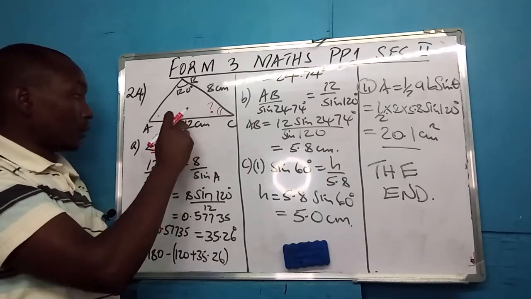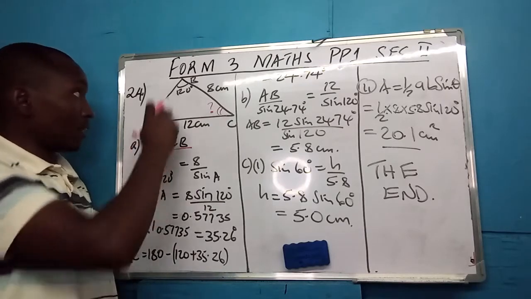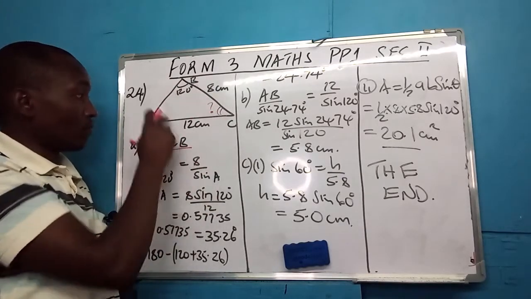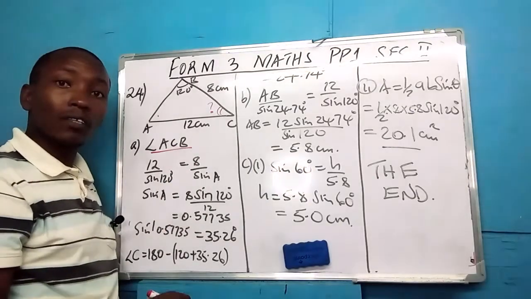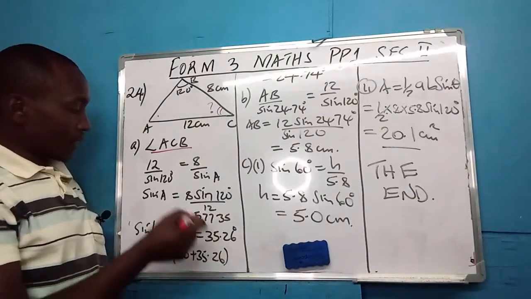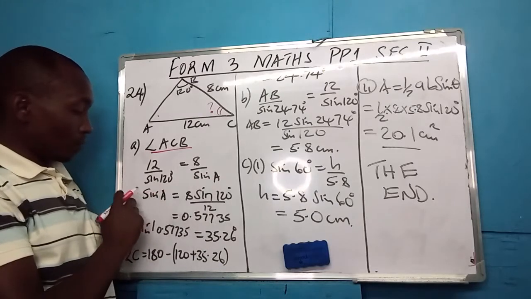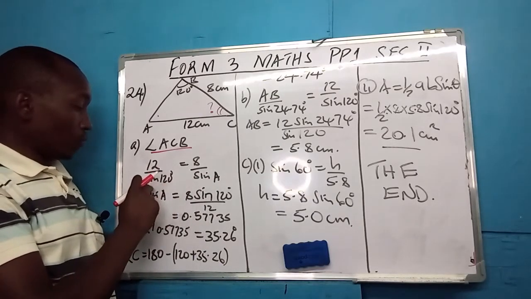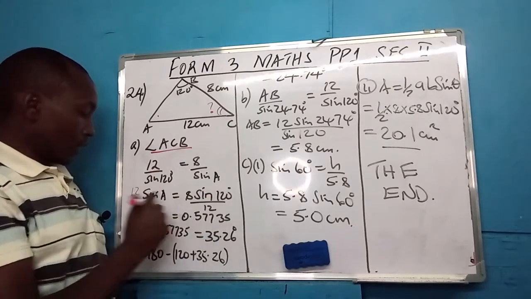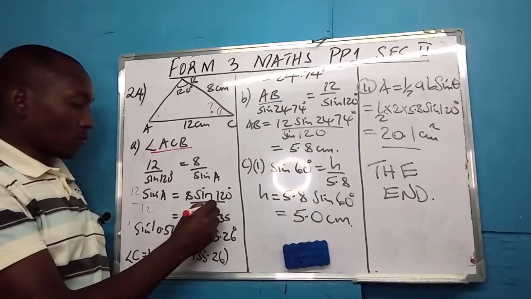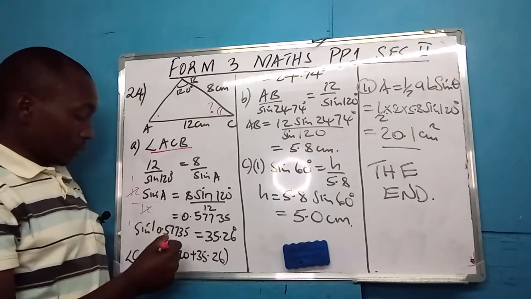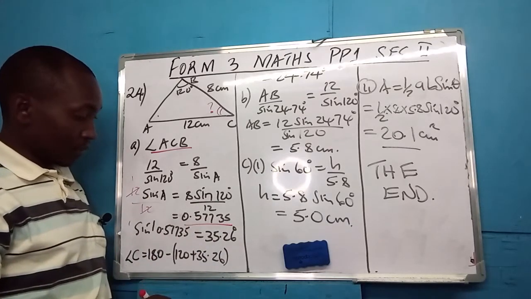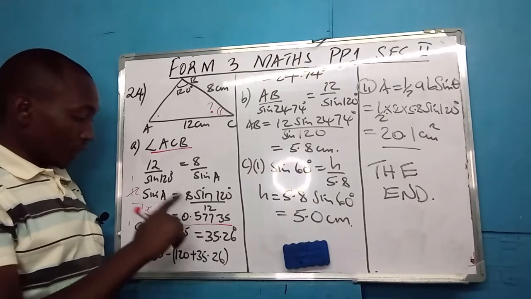So we are going to state 12 divided by sine of 120, the opposite angle there, is 8 divided by the sine of the angle that is unknown. We go ahead to work it out. 12 sine A equals 8 sine 120. Then divide by 12, divide by 12. And once you do that, it will simply be sine of A is 0.57735.